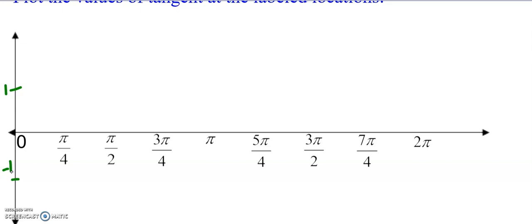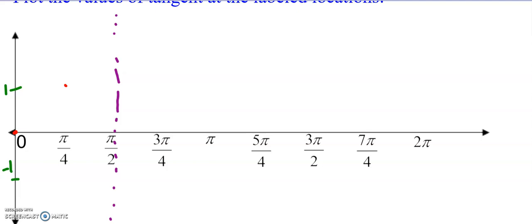What is the tangent of 0? The tangent of 0 is 0. What's the tangent of pi fourths? The tangent of pi fourths is 1. What's the tangent of pi halves? It doesn't exist because it's undefined, because that would be where we're dividing by 0. What happens when we graph undefined? We get a vertical asymptote.